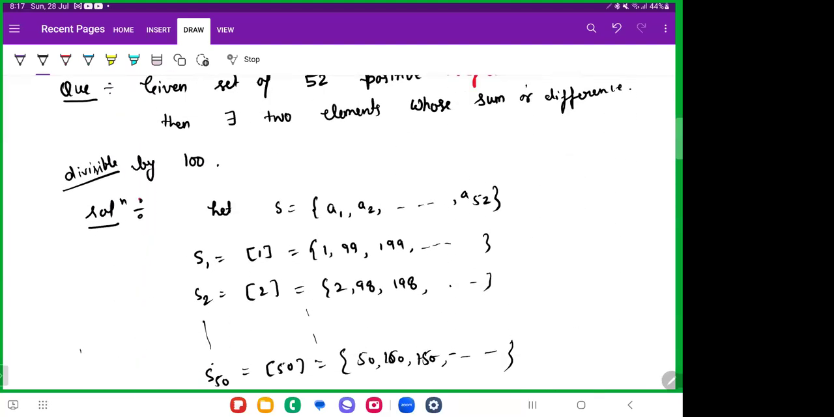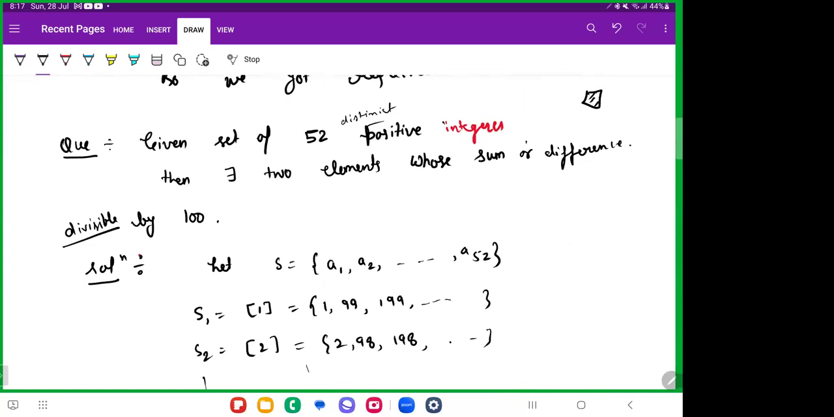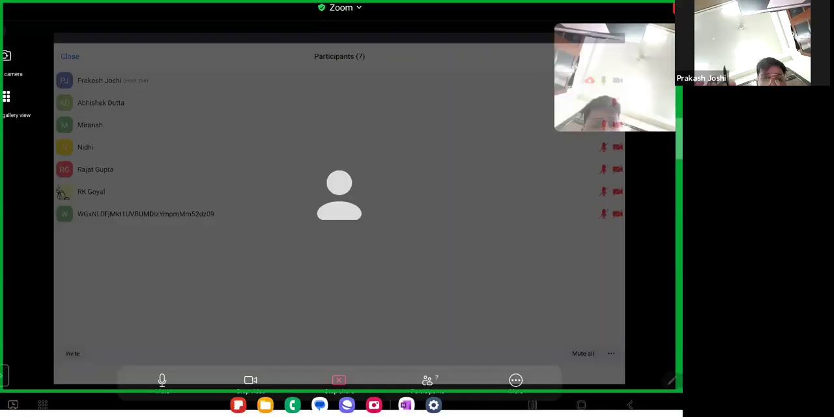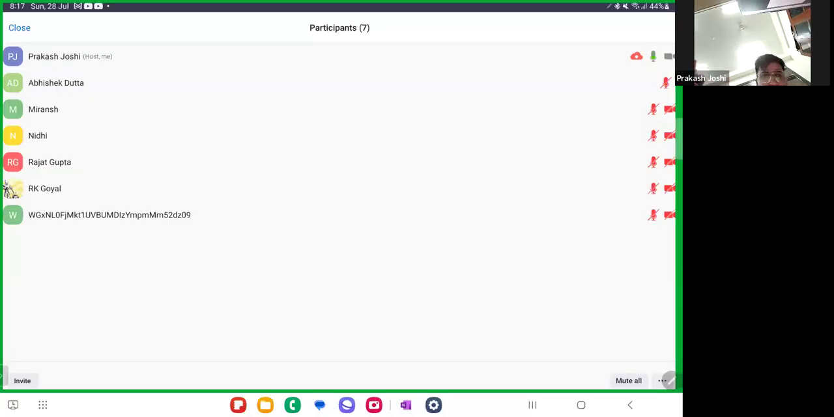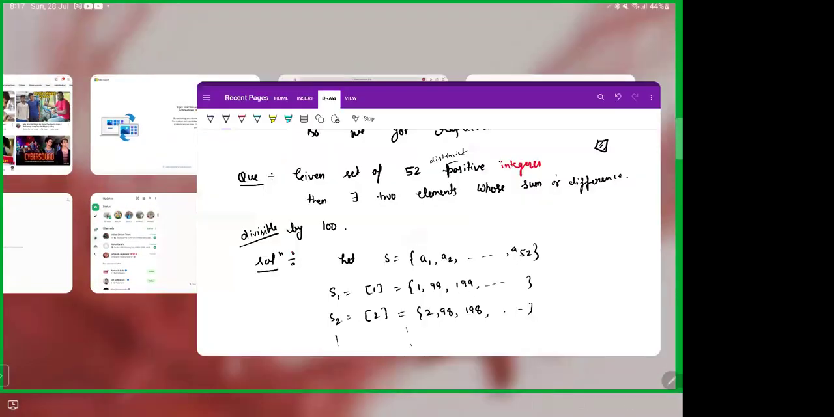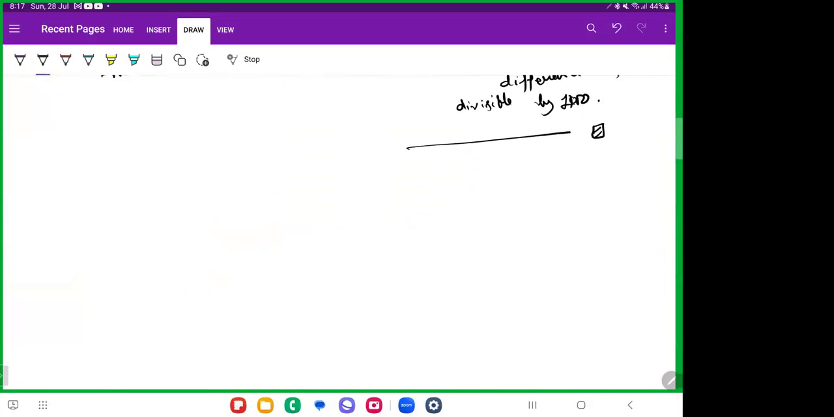So this thing is clear to everyone, right? If not, just respond quickly. I can see the participants. How many participants are there? Okay. Anyone? Any doubt? Fine. Okay. Let's go ahead.